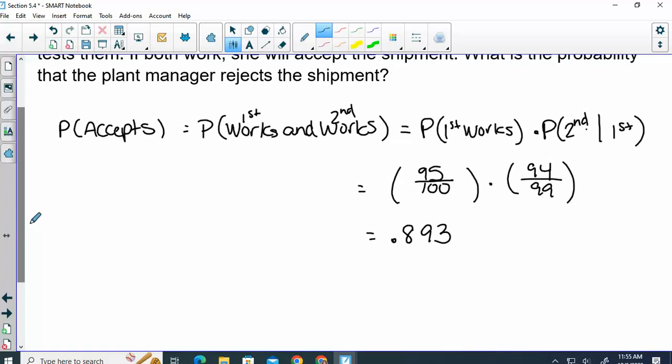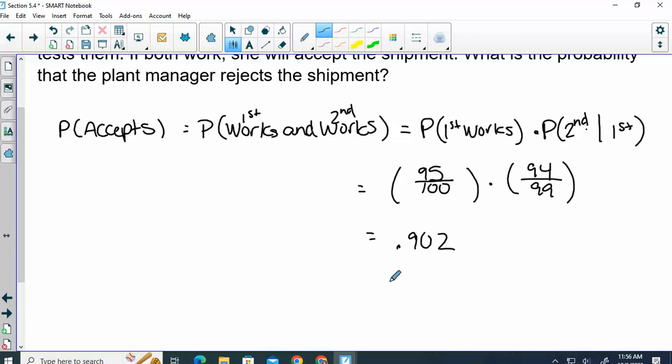So the probability that she would accept this is 0.893. Oh, did I mistype something? Yes, I did. I accidentally mistyped the number. How about 0.902? Is that better? Thank you, guys.